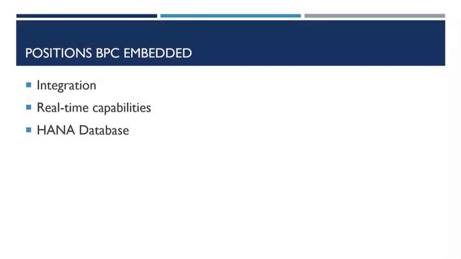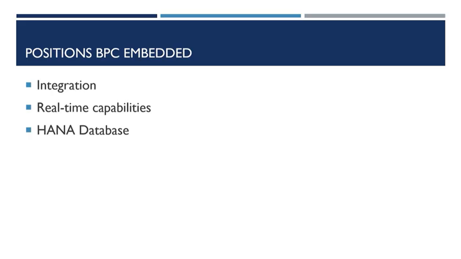Now let's look at the positioning and strengths of BPC Embedded. The strengths of BPC Embedded can be summarized as follows. First, integration incorporates SAP standard info objects, which means that the same master data used in SAP ERP or S/4 is available for planning. This is not just limited to master data, but planning models can incorporate actual data through composite providers. In S/4, the ability to plan master data attributes has also been added.